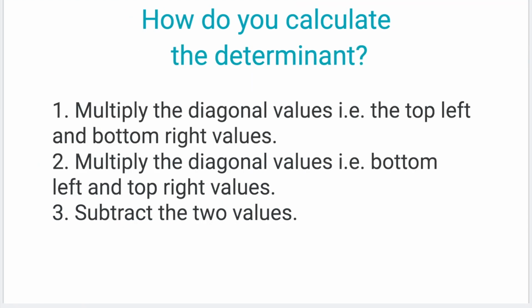So how do you calculate the determinant? Well, I'm going to break down the process into these three steps, and then we'll do some examples just to make sure that the concept is well understood. Number one, multiply the diagonal values, specifically the top left and the bottom right values. Next, multiply the diagonal values which are in the bottom left position and the top right position. Once you get those two products, you're going to subtract them.